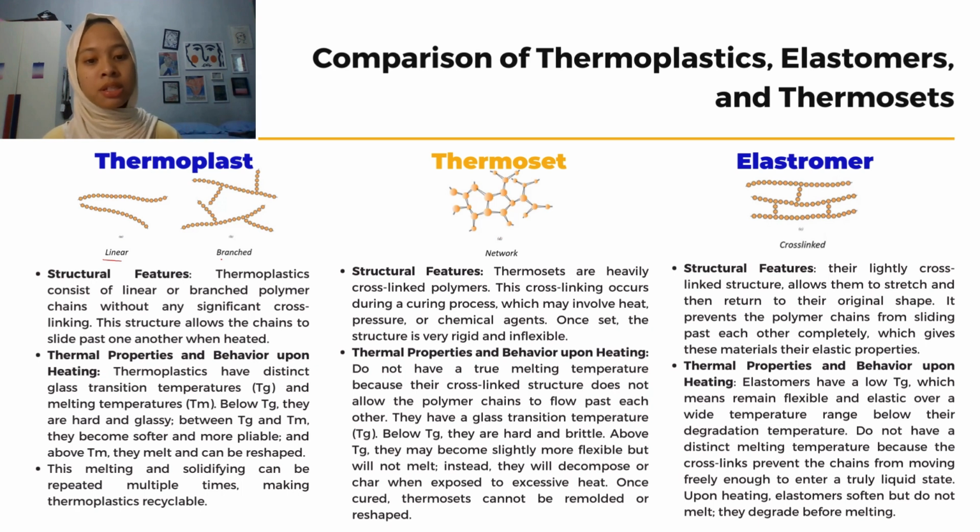For thermal properties and behavior upon heating, elastomers have a low Tg, which means they remain flexible and elastic over a wide temperature range below their degradation temperature, and they do not have a distinct melting temperature because their cross-linking prevents the chains from moving freely enough to enter a liquid state. And upon heating, elastomers soften but they degrade before melting.